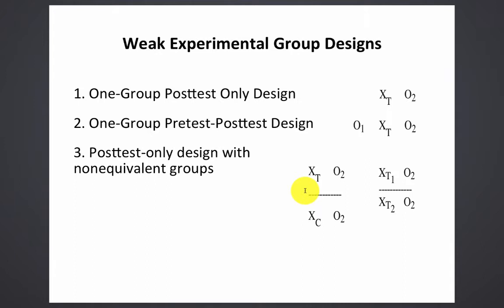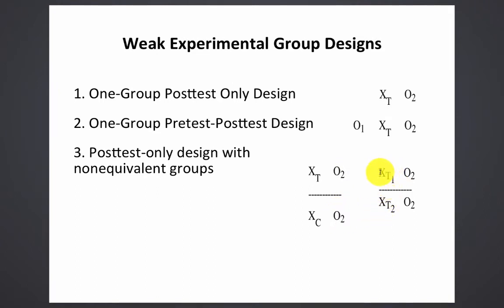Then we have a one-group pre-test, post-test design. This is getting a little bit better. We have baselines now, and we treat our individuals, and then we measure them after the treatment. The post-test only design with non-equivalent groups. So we've introduced the comparator. So we've introduced a control group, and we've introduced an alternative treatment. So in this version here, you've got a treated group and a control group. They're both measured at the end on the outcome variable.